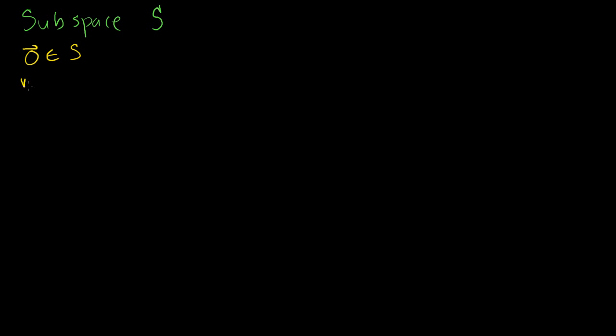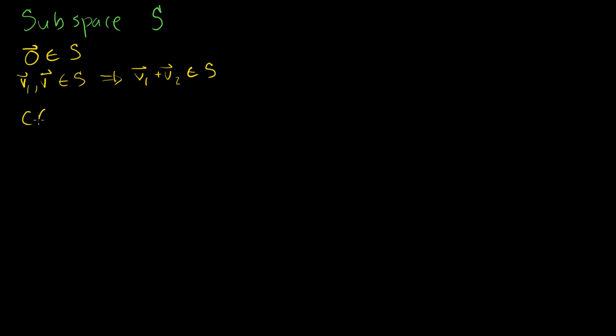That if v1 and v2 are both members of my subspace, then v1 plus v2 is also a member of my subspace. So that's just saying that subspaces are closed under addition. You can add any two of their members, and you'll get another member of the subspace. And then the last requirement, if you remember, is that subspaces are closed under multiplication.